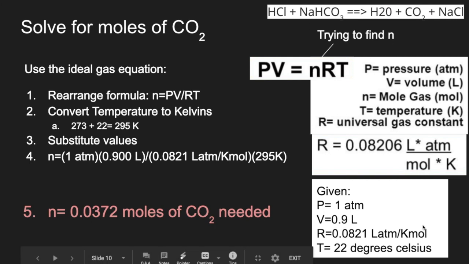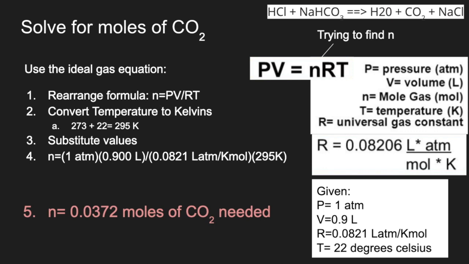Let's start by looking at the given values. We are given that the experiment is conducted at 1 atm and the volume that we are trying to achieve is 0.9 liters. The universal constant is 0.0821 liters atm per mole Kelvin, and the temperature is 22 degrees Celsius. Firstly, we will rearrange the ideal gas equation to isolate moles on one side as we are trying to find that value. The rearranged formula is n equals PV over RT.